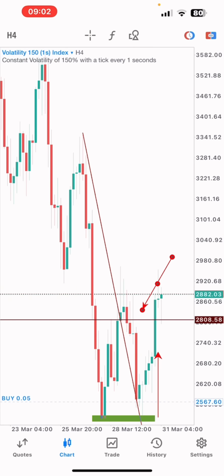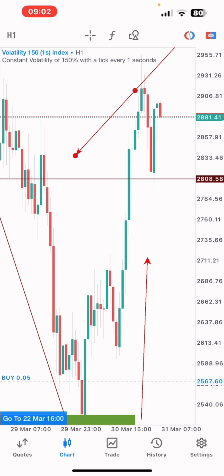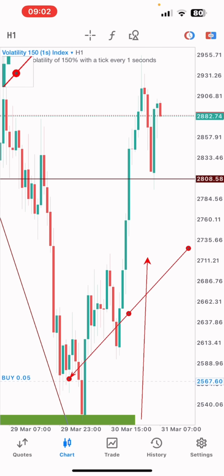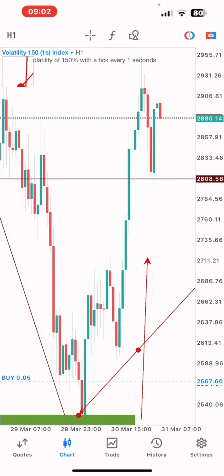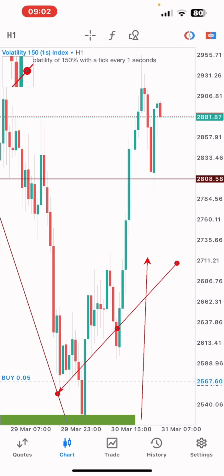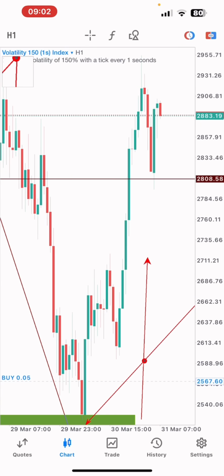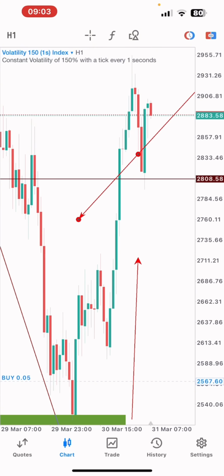Okay, so as we are seeing, this is the setup and this is where my entry is. I took the entry right here and there was a small drawdown, and as soon as the market hit this area where people put tight stop loss, it then made a small breakout, and after that it went all the way up. Okay, and right now it's on level 2883.